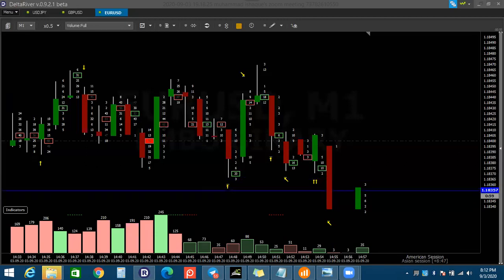Okay, there are some queries from the members. Some members are asking why not more pairs are showing in the Delta River. Someone is saying that we are not receiving all the candles. Like in my chart there are so many candles, but in their chart there are only a small number of candles.